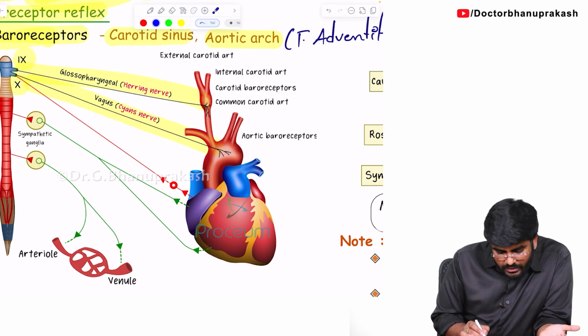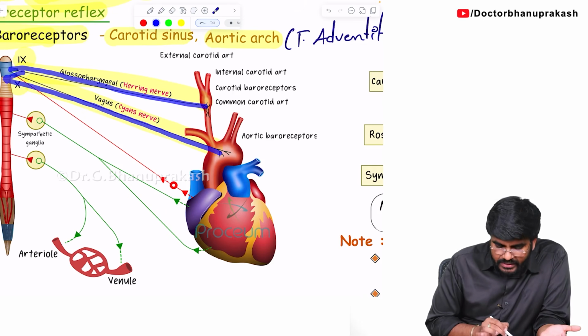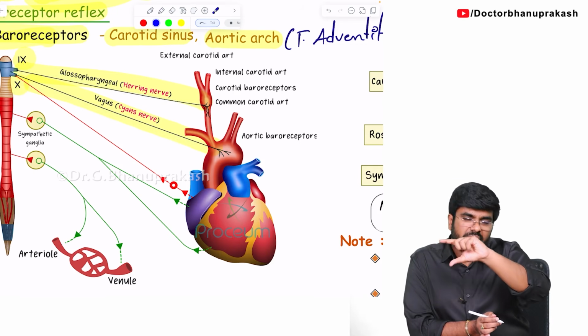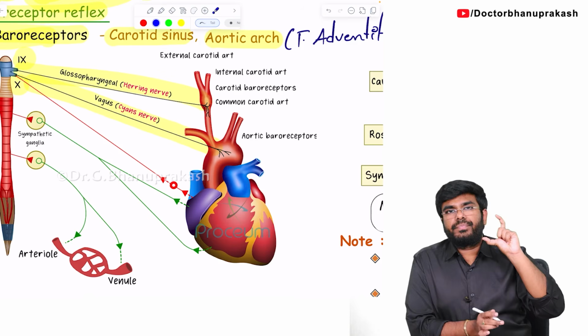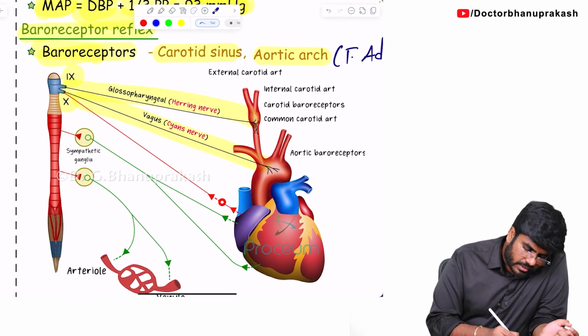So these neurons are now acting like afferents. Acting like afferents means they will take the information from the carotid sinus and aortic arch to the central nervous system. Which part of the central nervous system? Is it the brain receiving the information? No, it's the medulla.